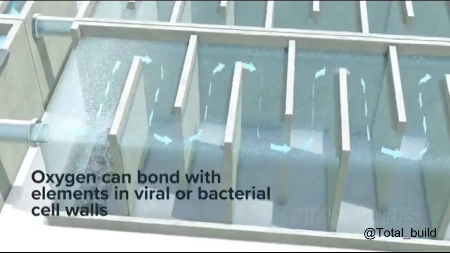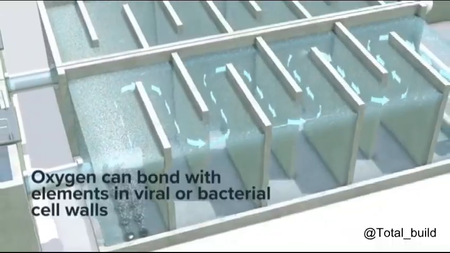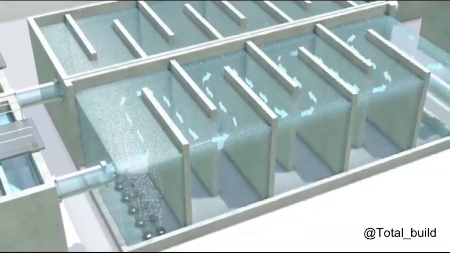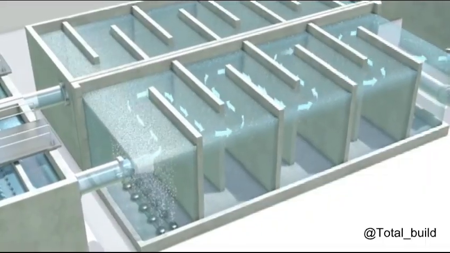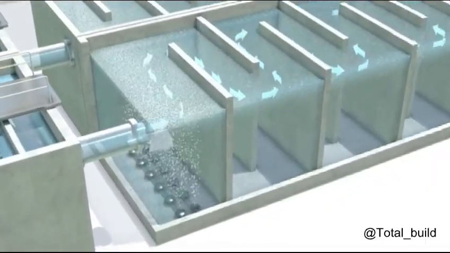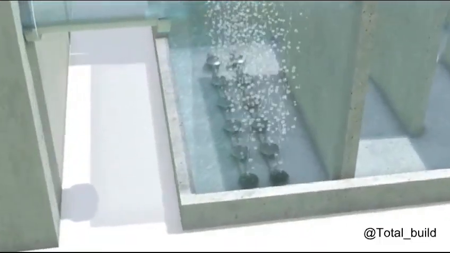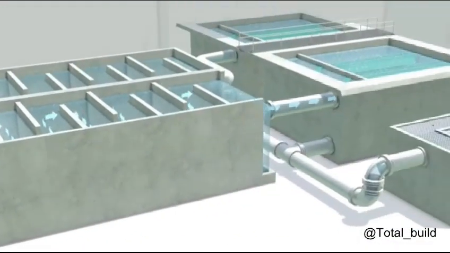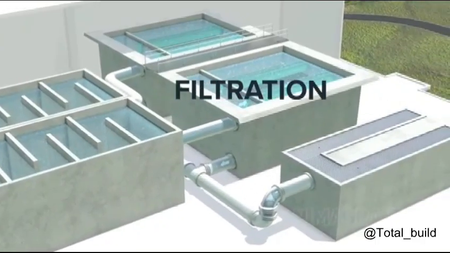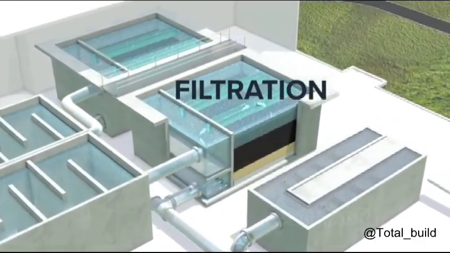Oxygen also bonds with elements in virus or bacteria cell walls, disrupting their function and altering their surface charge for easier filtration downstream. When ozone gives up its extra oxygen atom, it just becomes normal oxygen, leaving no byproducts in the treated water, unlike other purification methods such as chlorination. The water flows to the filtration stage to remove the oxidized particles and any other remaining contaminants.